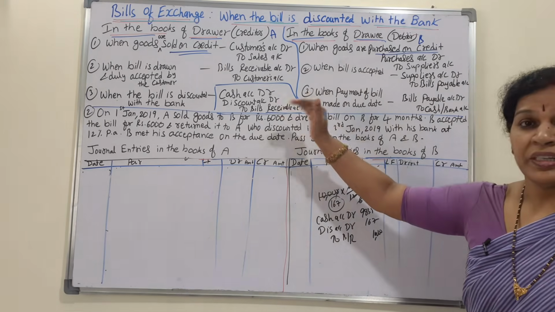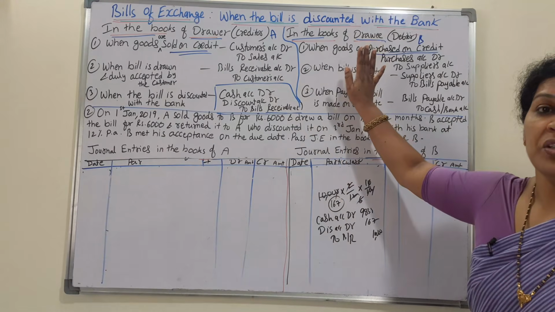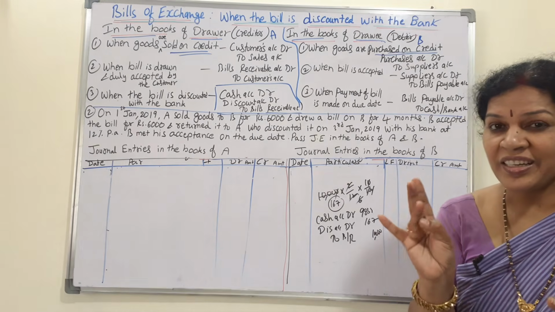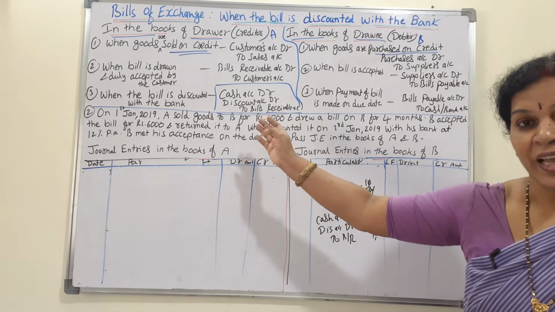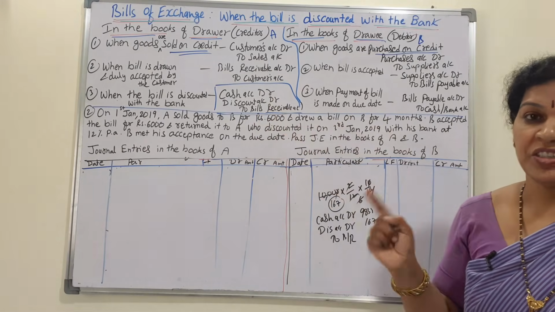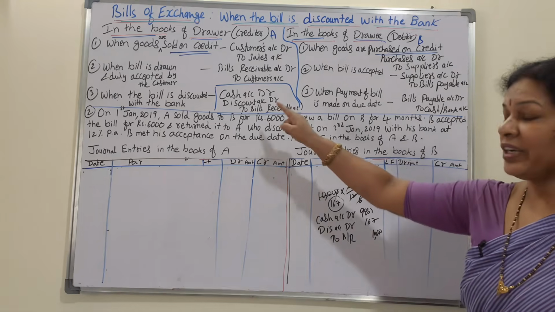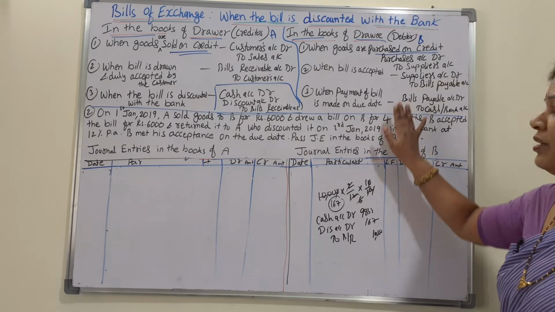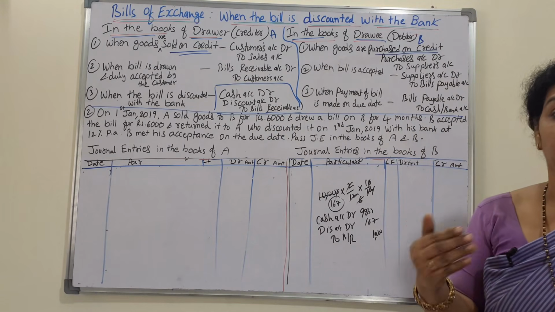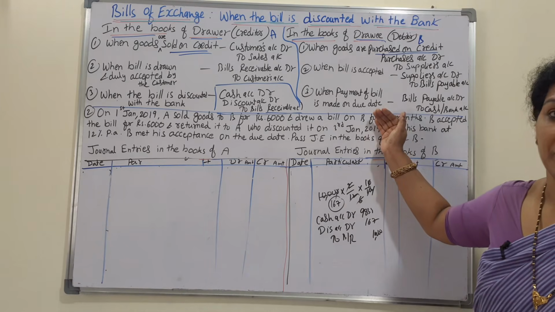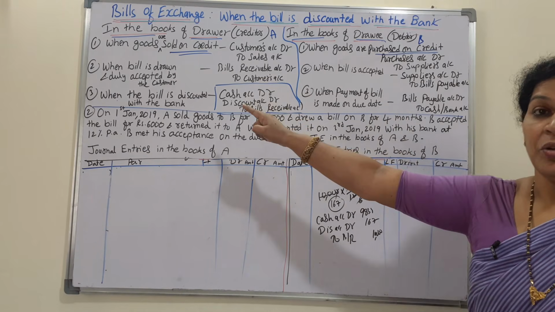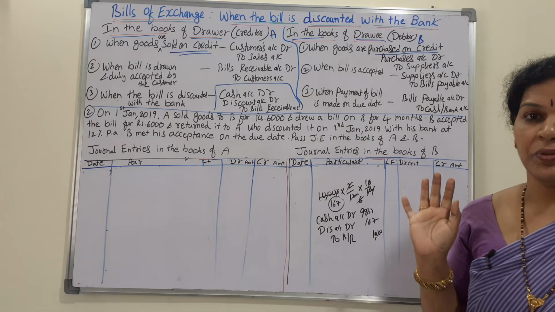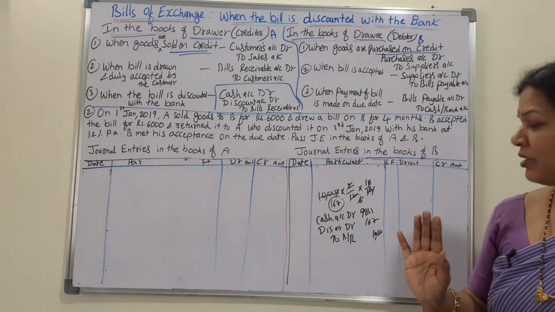When it is discounted, it doesn't make any difference in the books of the drawee. Only in the books of the drawer, the third entry, that is the actual receiving entry, will change into the discounting entry. Discounting entry means cash account debit, discount account debit to bills receivable. And here no change at all. On the due date he is going to accept. He is accepting, but the drawer is receiving a little bit early. That is why it makes a difference only in the books of the drawer. In the drawee's books, nothing makes a difference.